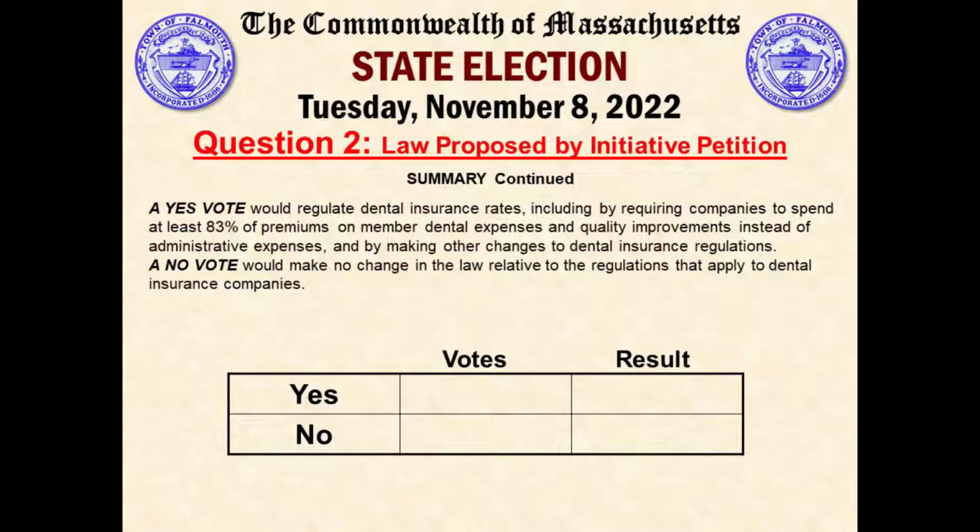A yes vote would regulate dental insurance rates, including by requiring companies to spend at least 83% of premiums on member dental expenses and quality improvements instead of administrative expenses, and by making other changes to dental insurance regulations. A no vote would make no change in the law relative to the regulations that apply to dental insurance companies.